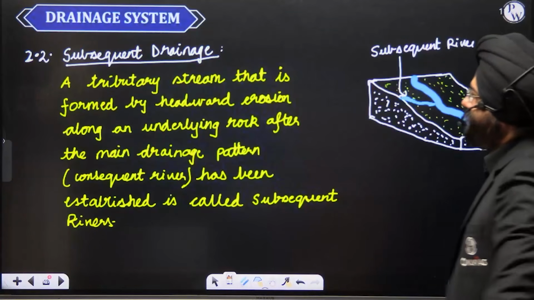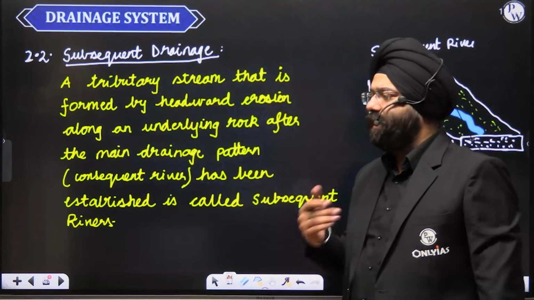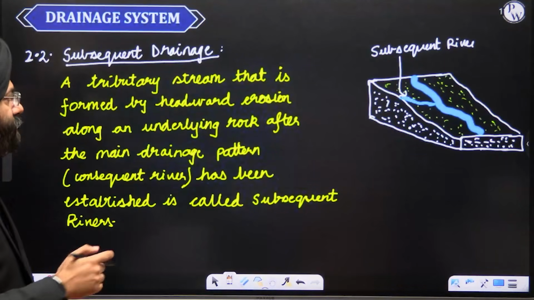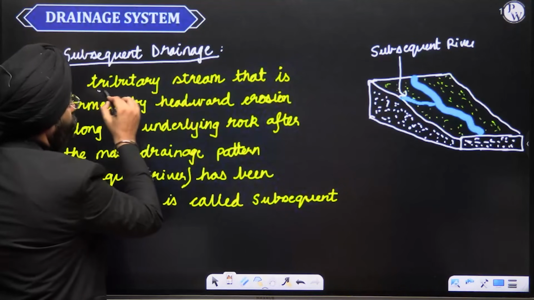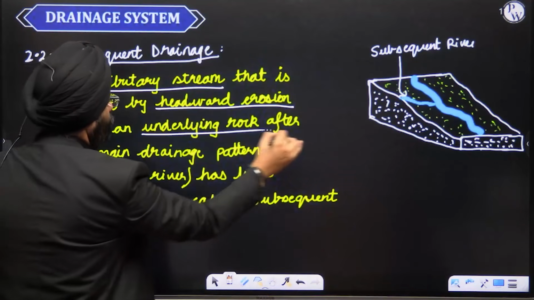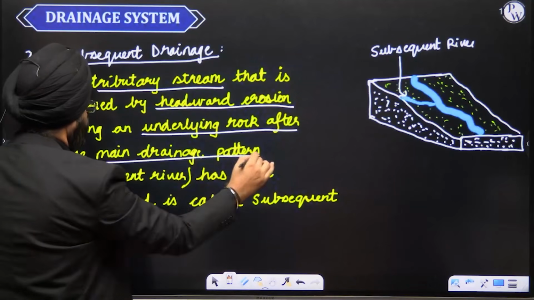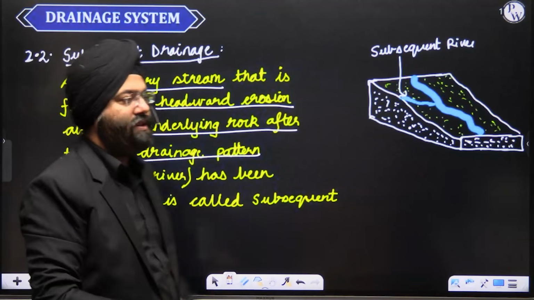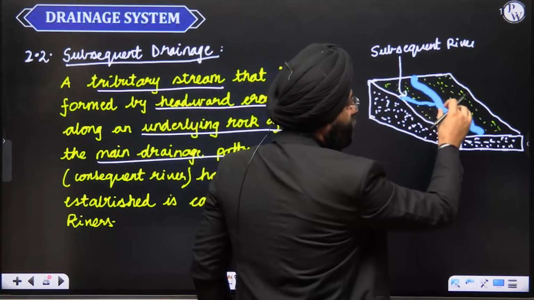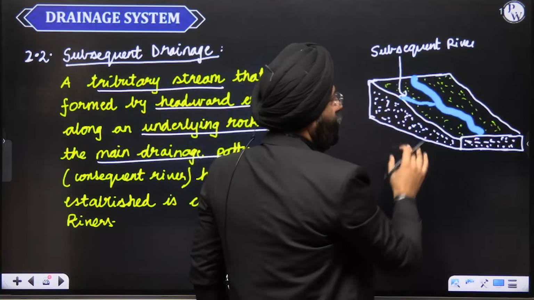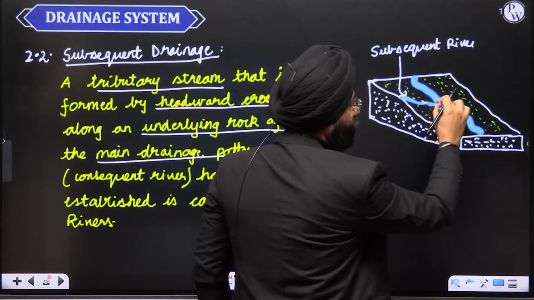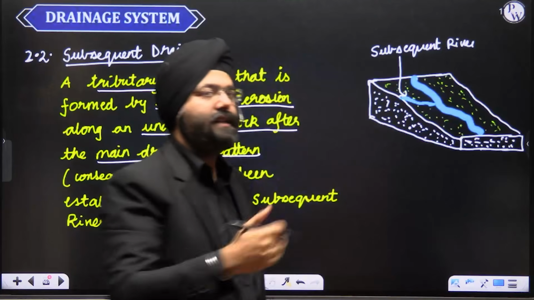Next is subsequent drainage, or you can call them subsequent rivers. What are these subsequent rivers? See, a tributary stream that is formed by headward erosion along an underlying rock surface after the main drainage pattern has been established is known as a subsequent river. Now please understand this. Supposing this is a river, some erosion would have taken place and this mainstream would have followed. Now let us say there is another stream which, due to erosional activities, comes to the level and merges with the mainstream. This is known as a subsequent stream.